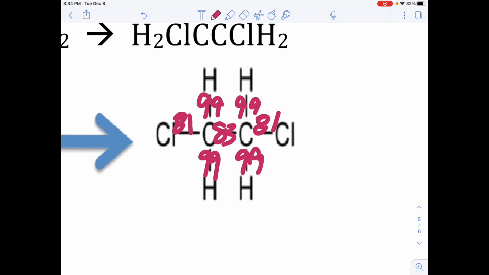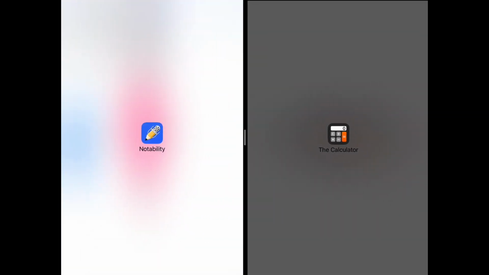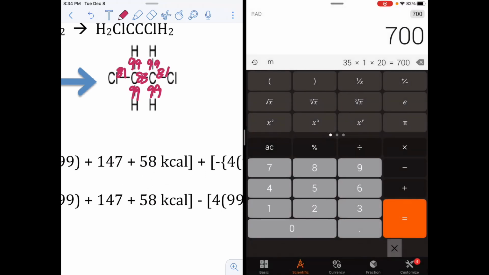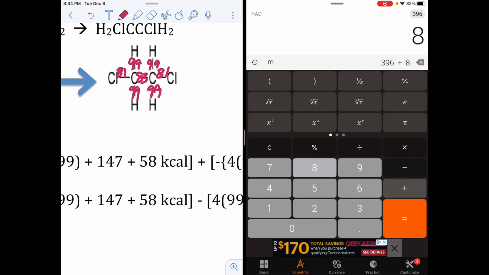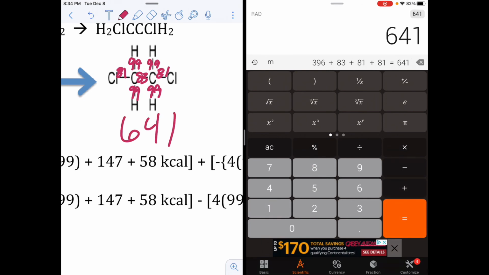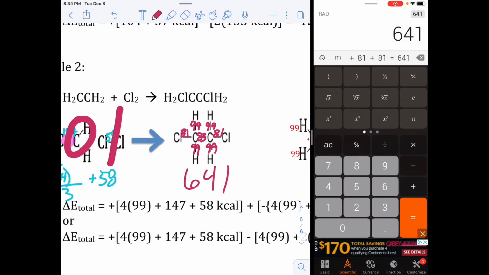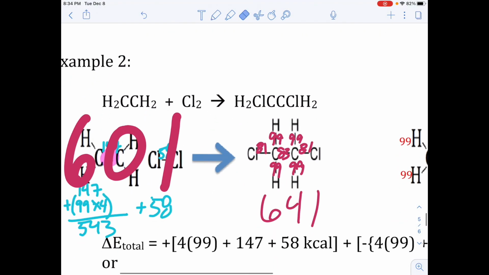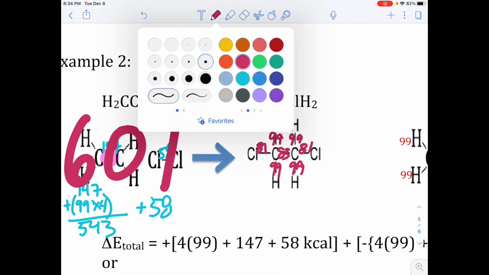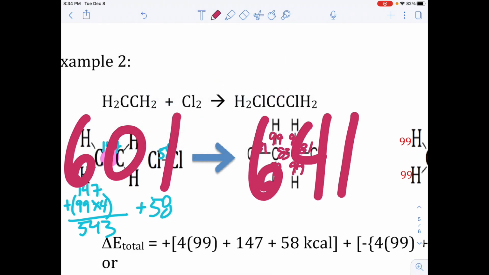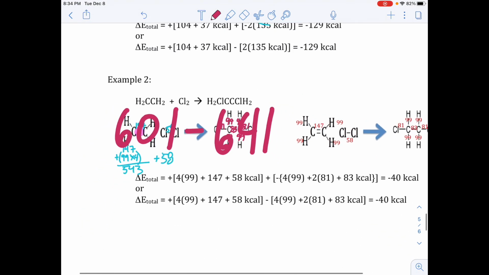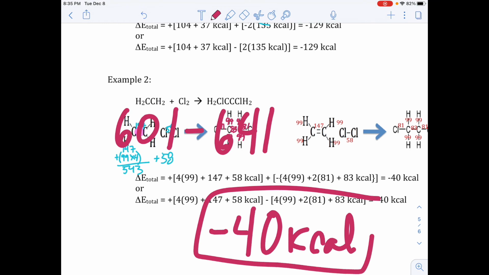So if I add all of those up, I'll put it on here. I have 99 times 4 plus 83 plus 81 plus 81. I add them all up, and I have 641. So again, you can just simply, in a nice large font that can't miss, 641. 601 minus 641 gives us negative 40. So that is the answer to this problem.